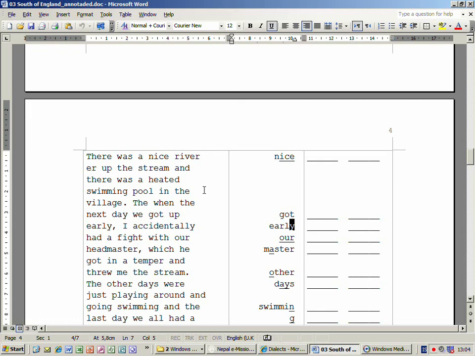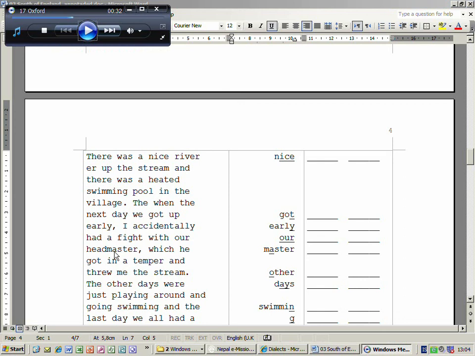Let's listen to the end of what he's saying here. Listen to party. Listen to the vowel in headmaster. Is it master or master? And so on. Listen to other. Should be strut. Is he saying other? Is he saying swimming or swimming?